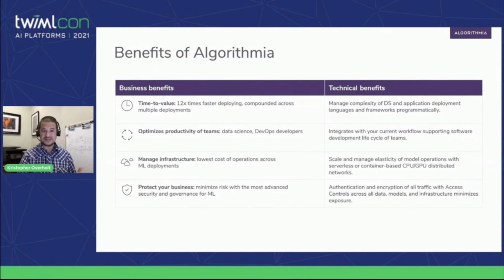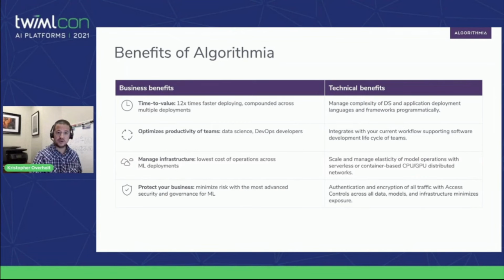So the biggest benefits we see for our users that are centralizing on Algorithmia as an ML deployment and operations platform is 4 things: time to value, being able to deploy models faster because you don't have to create a new deployment pipeline for every single different model. Optimizing productivity by letting data scientists focus on their tasks and DevOps and MLOps focus on their own tasks without having to bleed over different responsibilities.